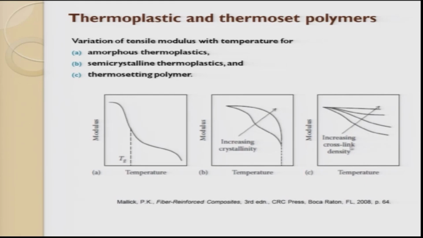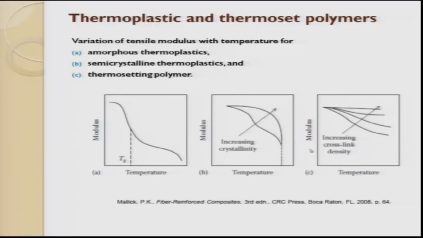Here you can see that the modulus with respect to temperature changes by changing the cross-linking. That means as and when I increase the cross-linking density, that is the number of cross-links present in a unit area, if I keep on increasing it, then you can see the modulus remains almost constant for varying temperature. So in this slide we have seen the variation of tensile modulus with respect to temperature. Why am I talking about temperature? Because temperature is one major parameter which is used while processing polymer composites.